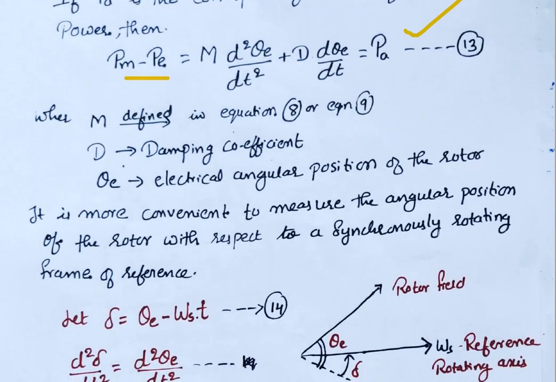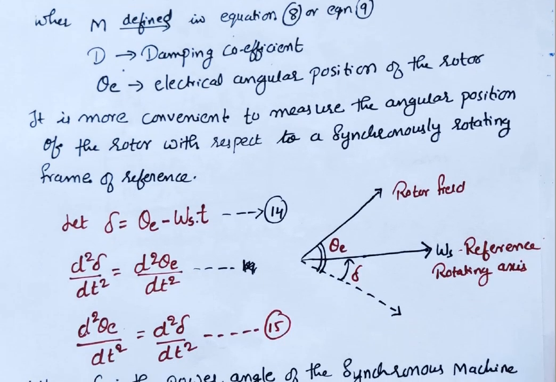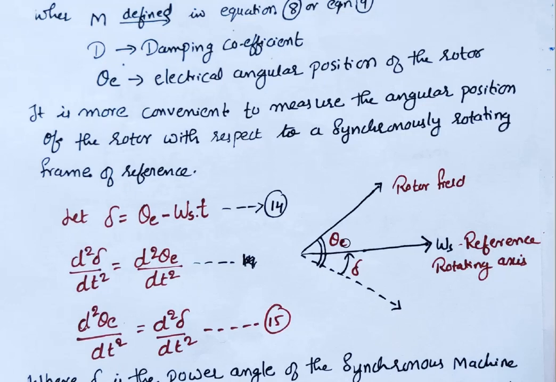Yes, D is the damping coefficient, and theta is the electrical angular position of the rotor. This I will explain. See here, theta_e, and here let us say the reference rotor axis, and this is theta. Consider only these two.